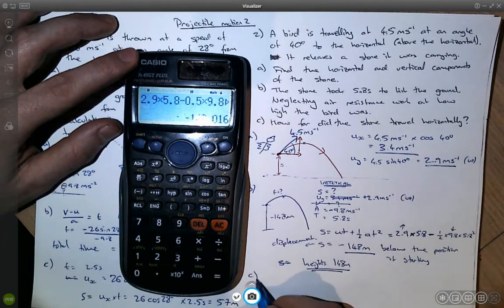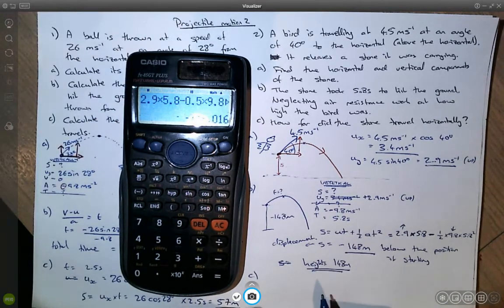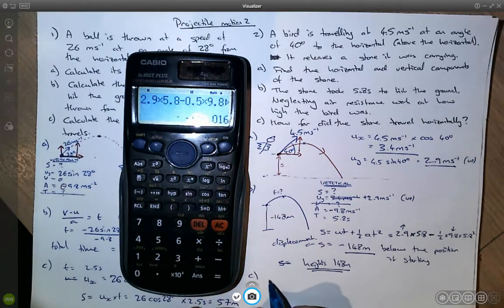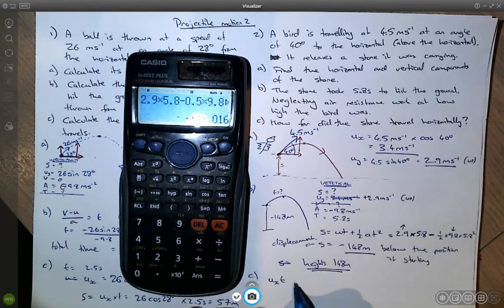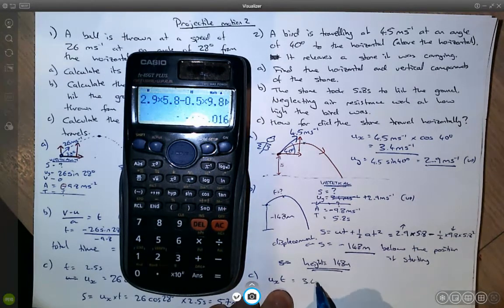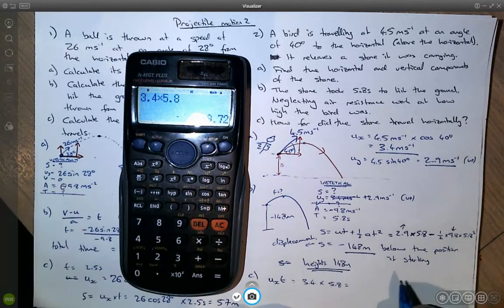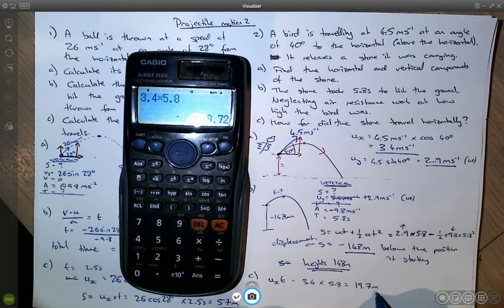And then finally, C, how far did the stone travel horizontally? This is really easy, the same as the previous part C. We're doing ux times t, so it's traveling at a constant velocity horizontally, it doesn't change. So now we need 3.4 meters per second times 5.8, which is 19.7 meters.